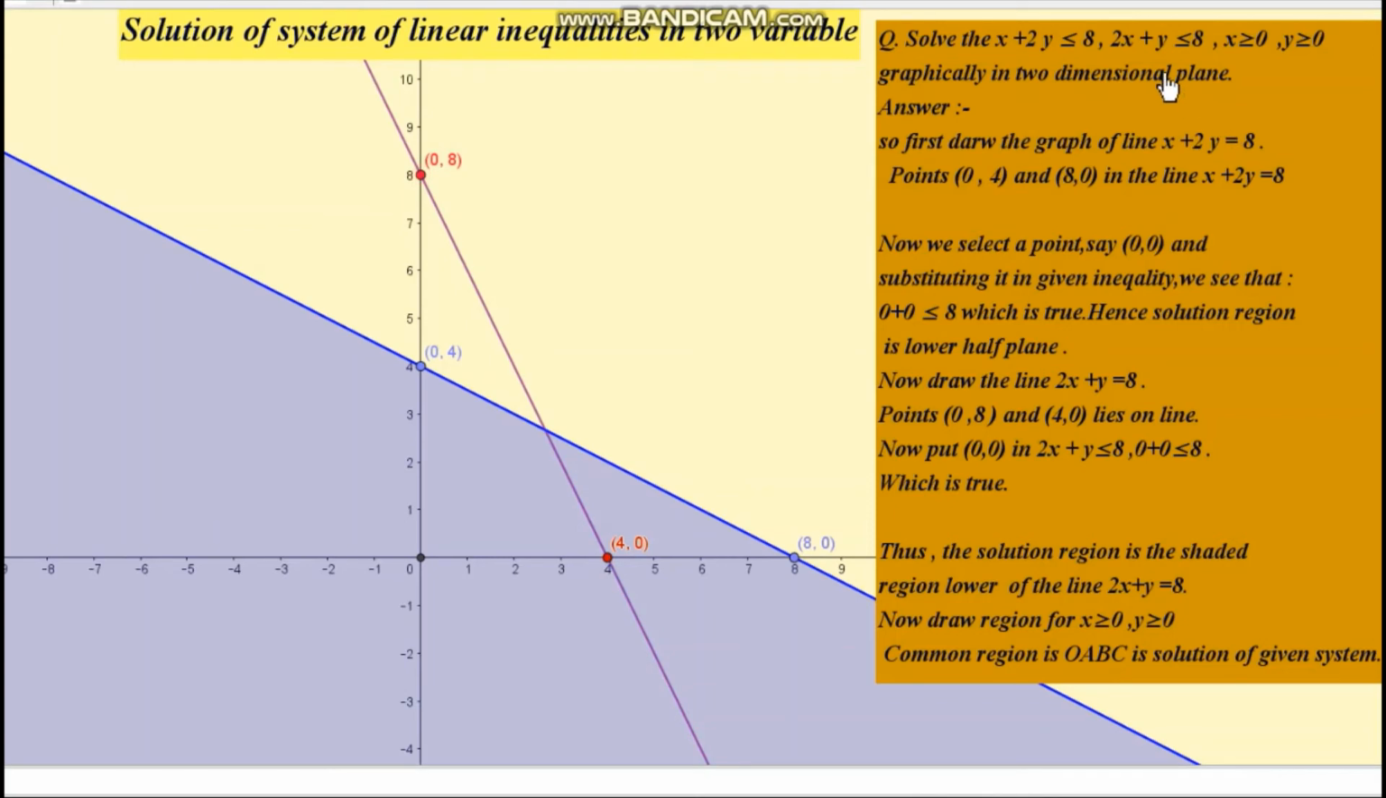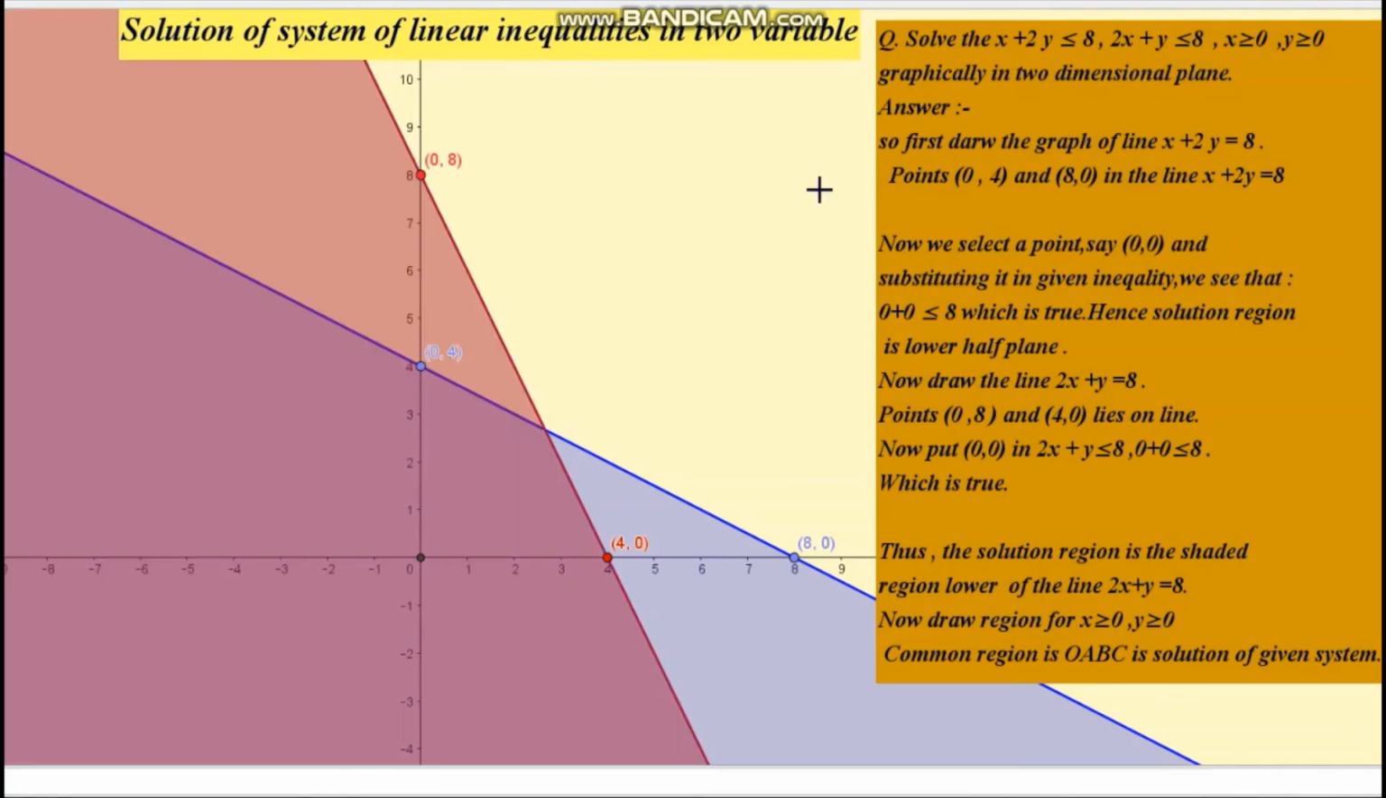And for the solution region of 2x plus y less than or equal to 8, put (0, 0) in place of x and y. So it becomes 0 plus 0 is less than or equal to 8, which is true. So the solution region of the inequality 2x plus y less than or equal to 8 is the lower part of the line 2x plus y equal to 8. So the common region is like that.